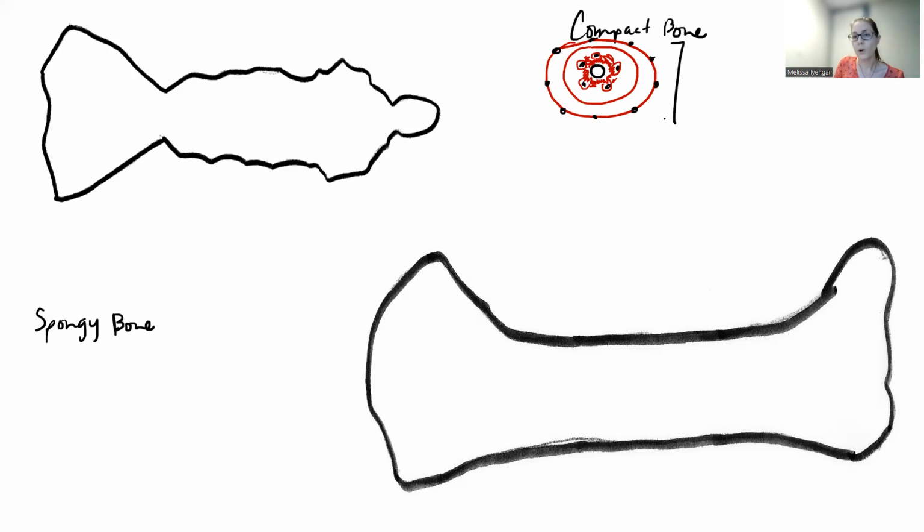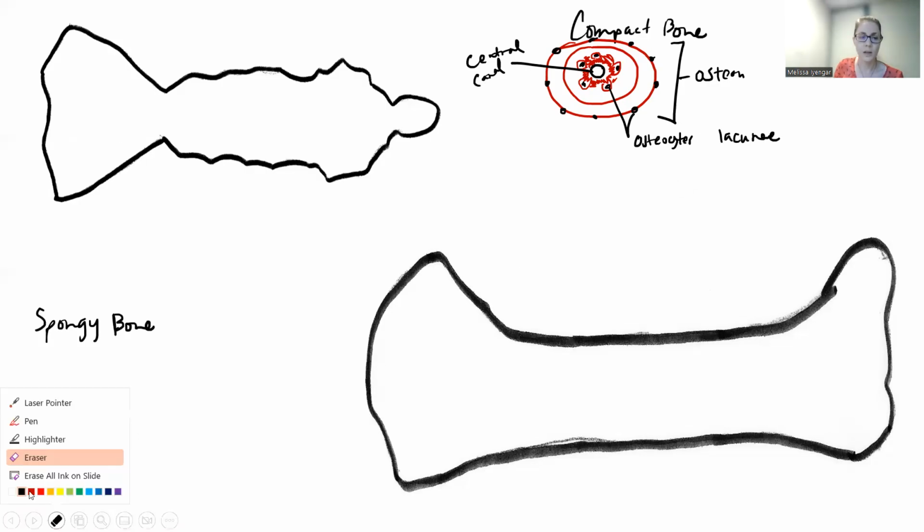So this whole component is called an osteon. Remember, we have our central canal, which is where our blood supply is going to be. And then we have our osteocytes in lacuna. Lacunae is actually the pluralized version of that. Sorry, my handwriting is a little small. I'm trying to make enough space for all my drawings.